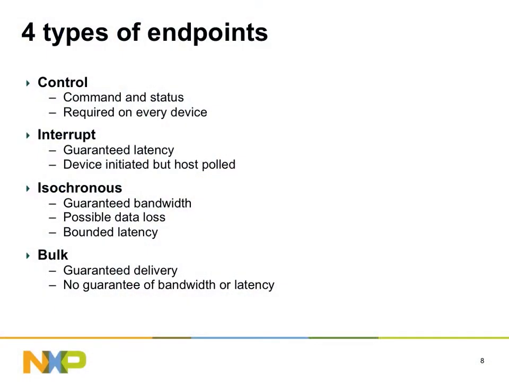Isochronous endpoints provide a guaranteed data rate, but not guaranteed data delivery. They're used for streaming video, like webcams, and they can drop frames. Bulk endpoints provide guaranteed data delivery, but not guaranteed data rate. Mass storage devices like flash drives would use this type of endpoint. They'll do retries if they drop data.